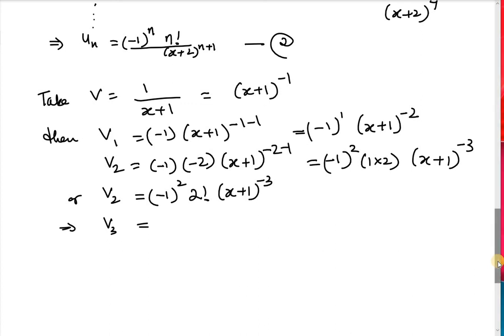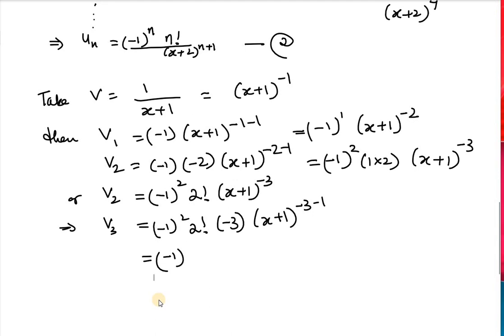So v3 will give you what? You differentiate this v2, then you get (-1)^2 will be there, 2 factorial will remain there, and then minus 3 will come out from here. Then (x+1) to the power minus 3 minus 1. So this one gives you (-1) to the power, we have here 2 and then one more minus, so it will become 3. Now 2 factorial into 3, it will become 3 factorial. So you'll have here 3 factorial into (x+1)^(-4).